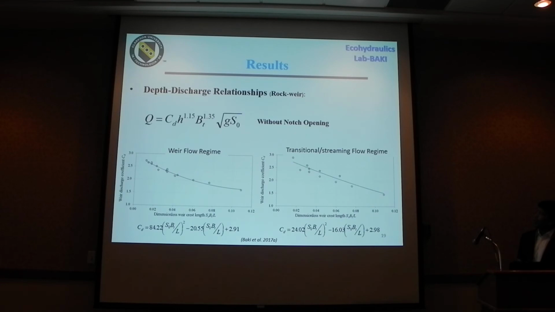And in a similar way, for the rock weir, while without notch, there is no opening. In here, actually, there is an existing equation, the Poleni equation, the very famous equation for the weir. And that equation actually is not fitting well in our system. Then we propose a modified coefficient of discharge. You can see that for the weir flow regime and the transitional or streaming flow regime, we propose to modify the equation to calculate the Cd value, and then we can calculate our discharge through that structure.